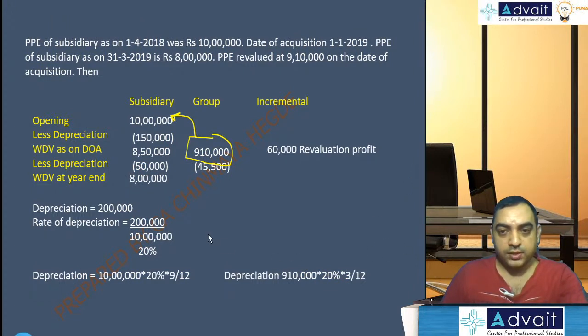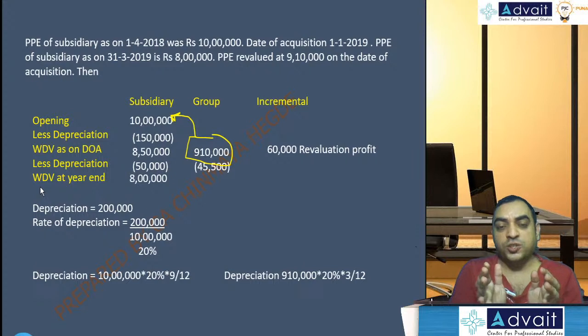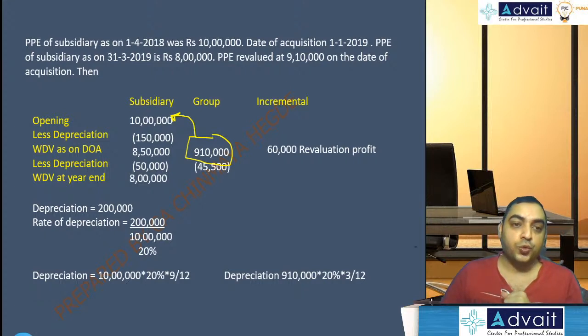Ruchi Jain is asking about the fourth question. Let me just go through what the fourth question is: date of acquisition, NCI share of pre-acquisition profits. Okay, I'll quickly tell you. 2 lakh was the reserves, and then they made a profit of 2,20,000 at year end. So the incremental profit is 20,000. Divide by the number of months up to the date of acquisition, which is 3 months. So 20,000 into 3 by 12 means 5,000. So 2 lakh plus 5,000, the pre-acquisition profit is 2,05,000, and 2,05,000 into NCI share of 20% gives you 41,000.